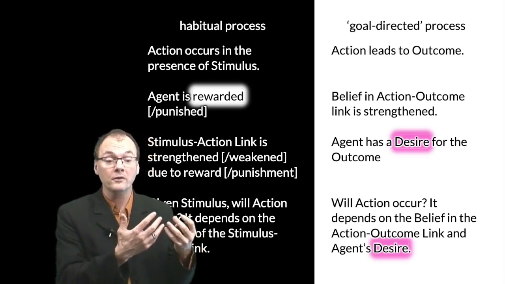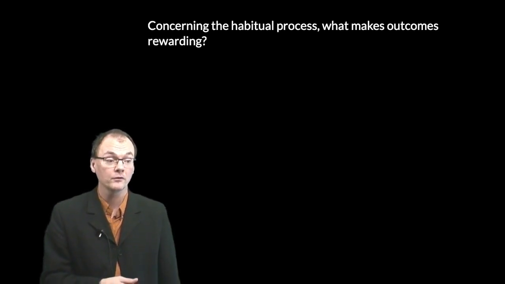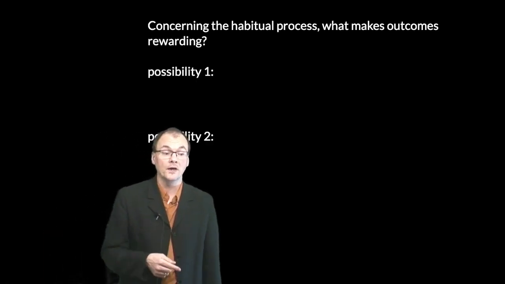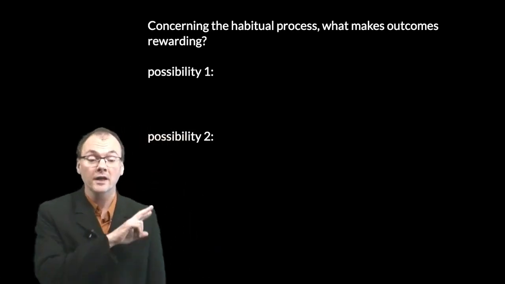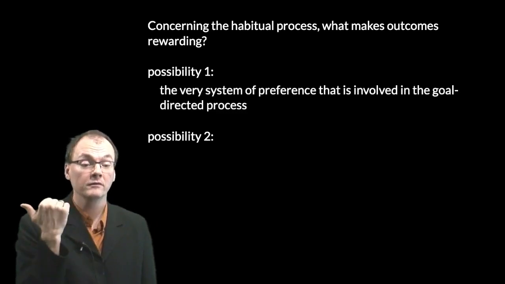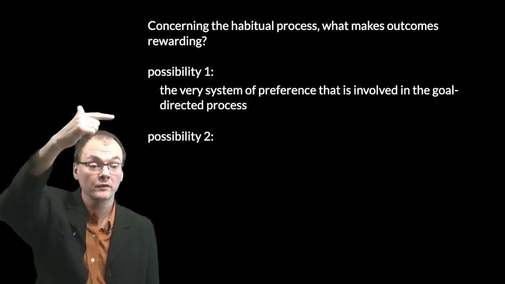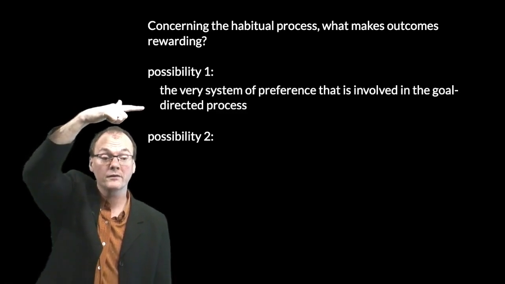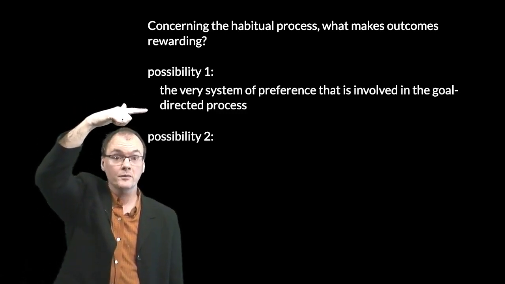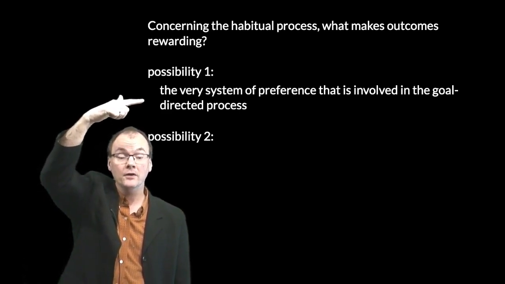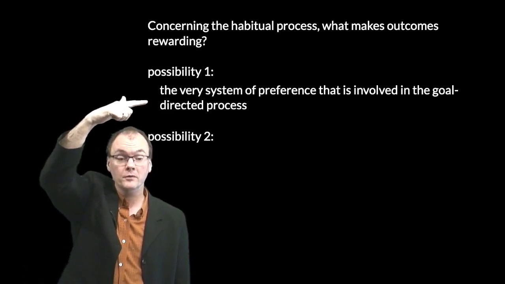But there's no special reason why we should hold on to that assumption. So the question is, concerning the habitual process, what makes outcomes rewarding? And here we have two possibilities. We could, as I've been assuming so far throughout the course, assume that what makes things rewarding is the very system of preference that's involved in the goal-directed process. So the habitual system involves rewards, and those rewards involve the same system of preferences.